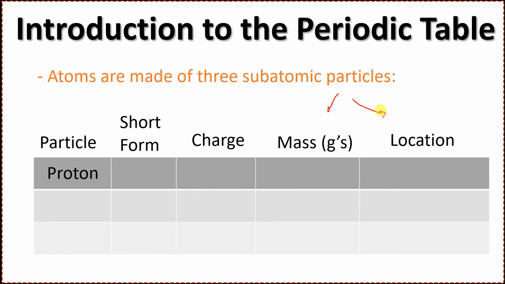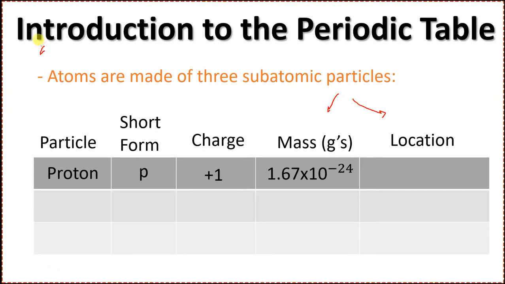So first, we'll start with the proton. And the short form is going to be P, and our protons have a +1 charge. So if you had 20 protons, it would be +20, but we're just looking at 1 proton right now. In terms of their mass, they have a mass of 1.67 times 10 to the -24, and that's grams.